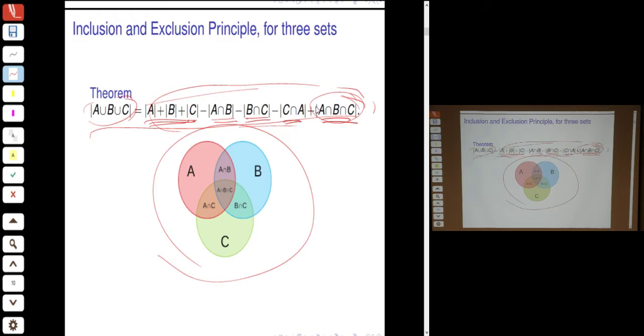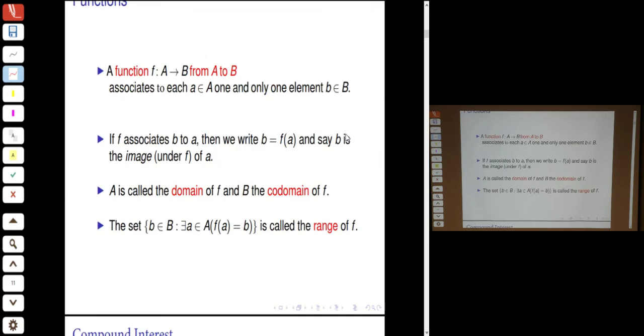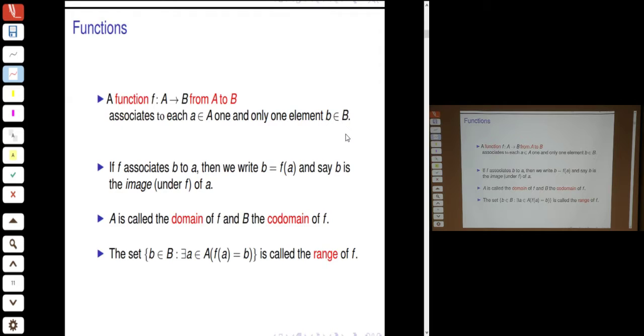Okay. Any questions? Okay. So let's now look a bit at functions. So what is a function? Of course we know what functions are, right? But anyway, what is a function? A function is basically you have two sets A and B. So think of your favorite function.